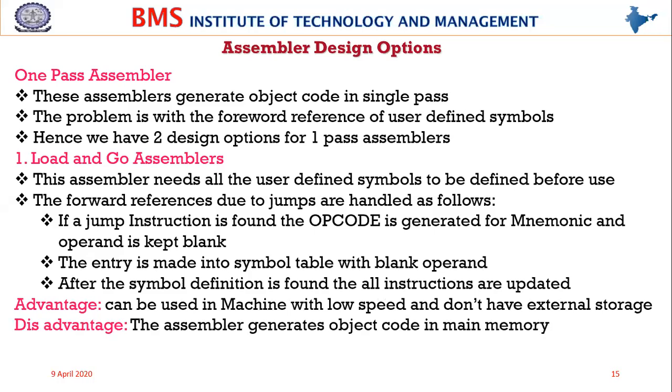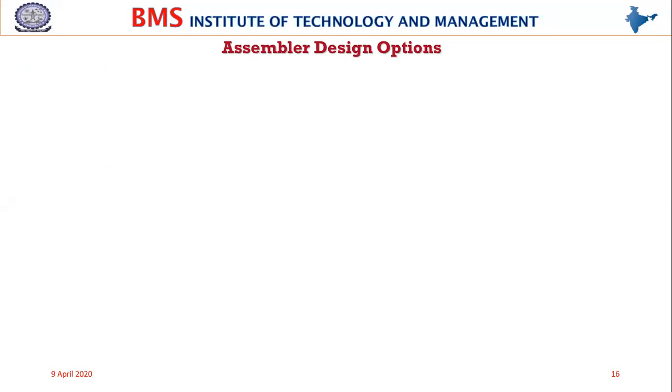The advantage is that it can be used in slow machines where external storage is not there, and the assembler generates the object code and executes immediately. Everything happens in memory. So every time you want to use it, you need to keep on assembling.